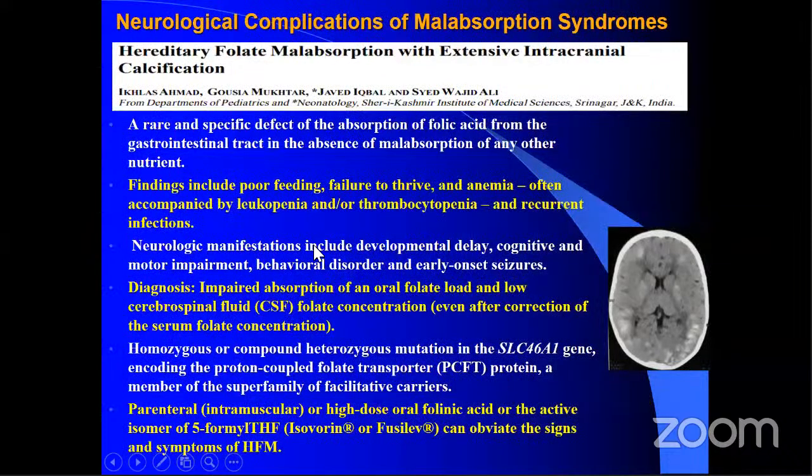Hereditary folate malabsorption with extensive intracranial calcification is another entity, a rare, specific defect of the absorption of folic acid from the gastrointestinal tract in the absence of malabsorption of any other nutrient. This is due to a homozygous or compound heterozygous mutation in the SLC46A1 gene, which encodes the proton-coupled folate transporter. The important thing is that parenteral intramuscular or high-dose oral folinic acid, the active isomer, can obviate the symptoms and treat the disease.